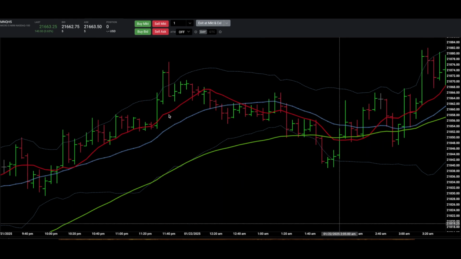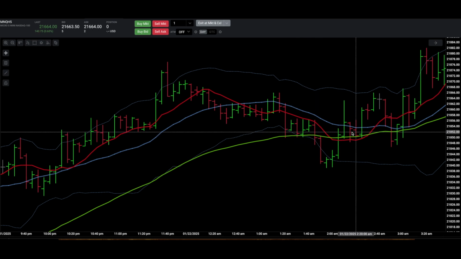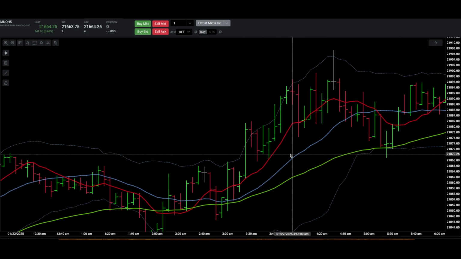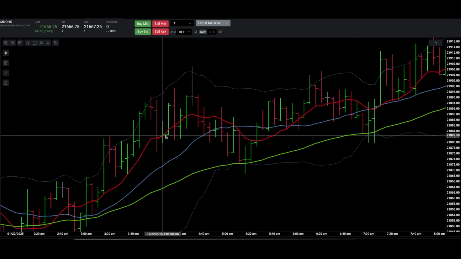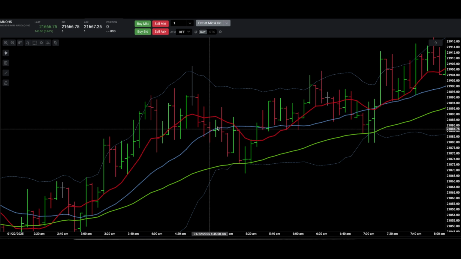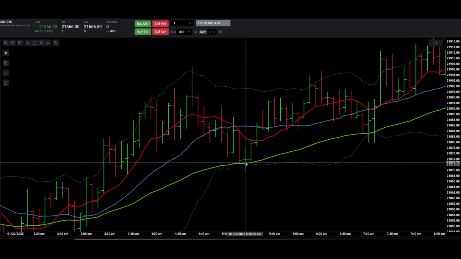Here's another long example. You have our stacking red, blue, green. You get the crossover right here, and you buy at the green line. And look at this thing go. That was a good one. Another similar example. You have red, blue, green. You get the crossover here, and you buy here.